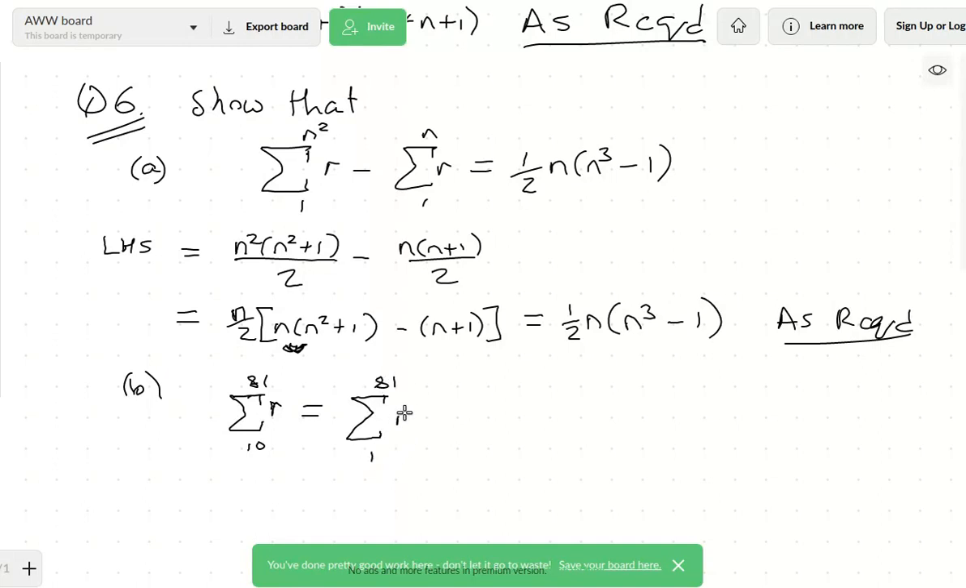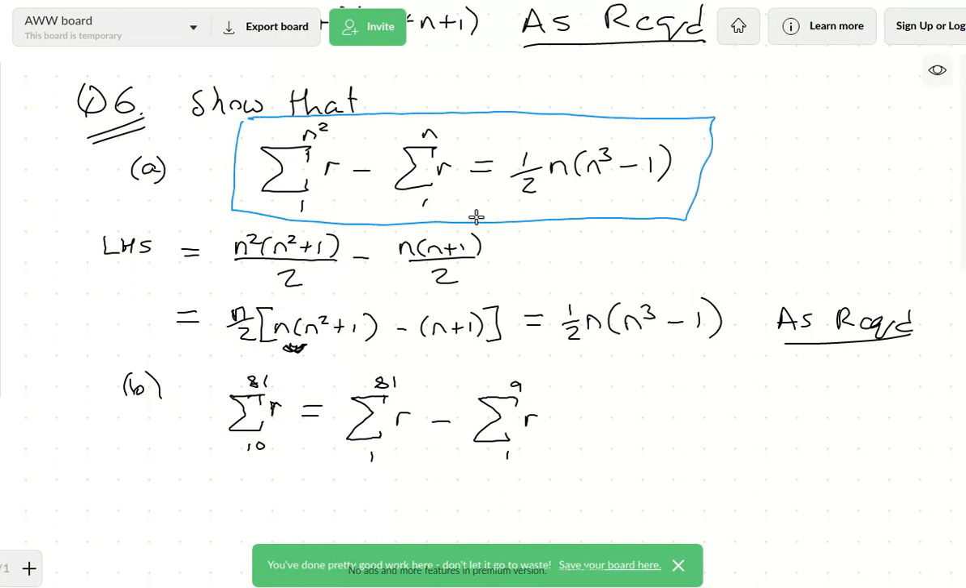You can always rewrite it as the sum from 1 to 81 of r minus the sum from 1 to 9 of r. Now, why is that in a really similar format to this first bit? Well, have a close look and realize that n is in fact 9. If you had n is 9 in there, you'd have exactly that result. So what we can now do is just let n equal 9, because we know this equals 9 over 2 times 9 cubed minus 1. And so that's 9 over 2 times, what is that, 728?